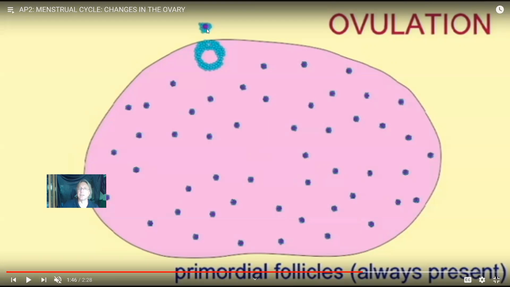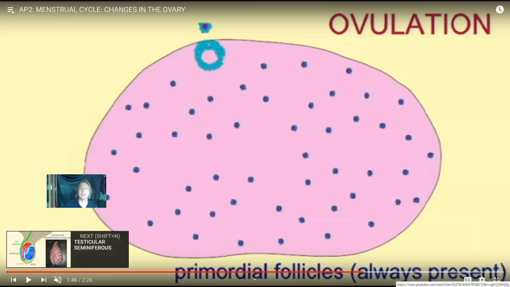So the cell which is released from the ovary at ovulation is not an ovum yet. It is close to an ovum. And so once again, I teach the reproductive system in anatomy and physiology too.